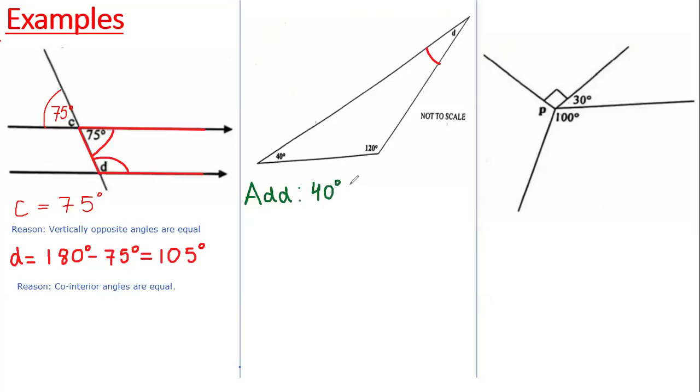What rule are we going to use? The angles in a triangle. Yeah, angles in a triangle add up to 180 degrees. Very good. So we have 40 plus 120, which gives us 160 degrees. And then we're going to subtract.